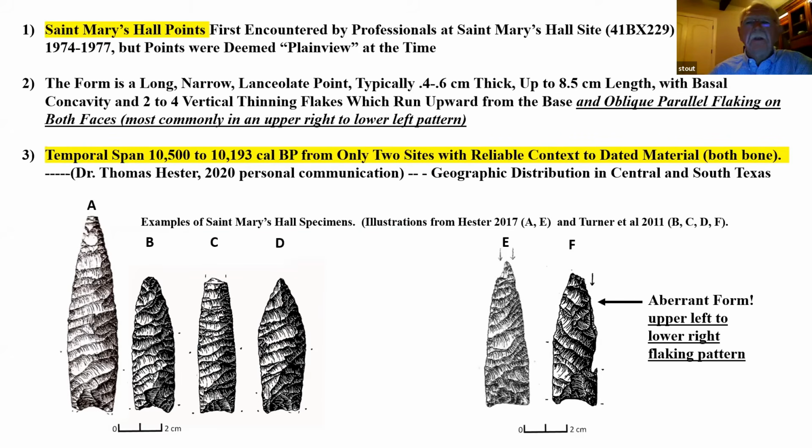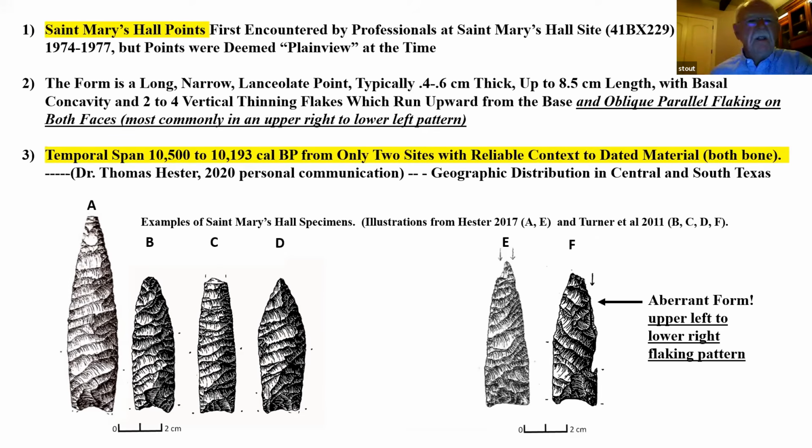a couple of archaeologists were able to find it at another site, and they realized it's not Plainview. It's something very different. And they gave it a new name, and they used the original site, the St. Mary's Hall site, as the basis for the point name, and it's called the St. Mary's Hall Point. Now you can see there's examples of this point here at the bottom, and you notice the flaking across the face. The flakes go all the way across the face, and they're oblique. And that's very unique about this point. Now it's got some other neat characteristics about it. It's very thin.